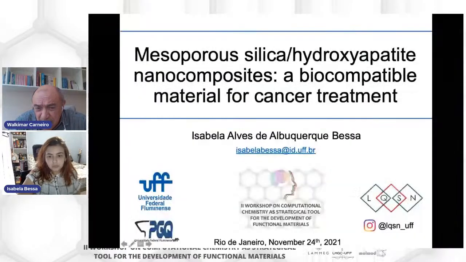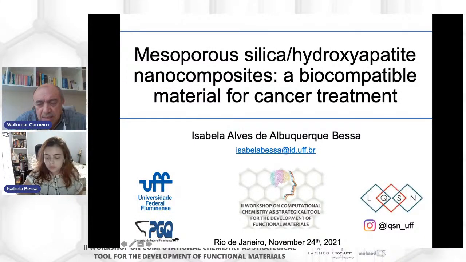Let me see here. This is from Isabela Alves de Albuquerque Bessa. Isabela graduated in chemistry from the Universidade Federal Fluminense. She is also working in the Laboratory of Supramolecular Chemistry and Nanotechnology under the supervision of Professor Celia Roncone. Her interest is in the functionalization of graphene oxide with polymers and macrocycles for the treatment of leishmaniasis. She is now working on the development of mesoporous silica and hydroxyapatite nanocomposites for the treatment of cancer. The talk today is Mesoporous Silica Hydroxyapatite Nanocomposites, a biocompatible material for cancer treatment.